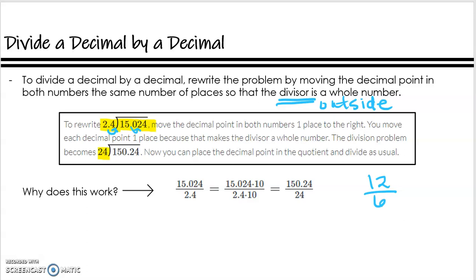Okay? To make it a little bit easier to explain, if I were to do 12 divided by 6, okay, that is 2. And also, if I were to multiply 12 by 10, I would get 120. If I multiplied 6 by 10, I'd get 60. 120 divided by 60 is still 2. So if you were changing the numerator and the denominator by the same factor, multiplying it by the same factor, that's not going to change your answer. The reason we want a whole number on the bottom is because we need to figure out how many wholes go into the numbers underneath, and it's a lot easier to divide when you are dividing with a whole number rather than a decimal.